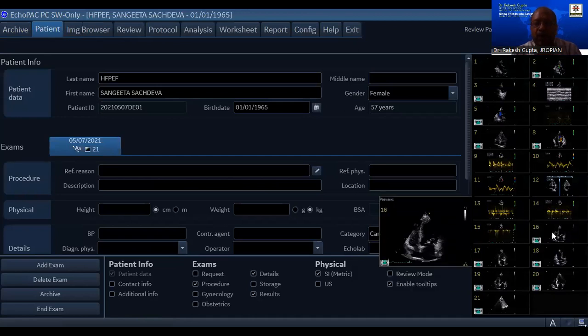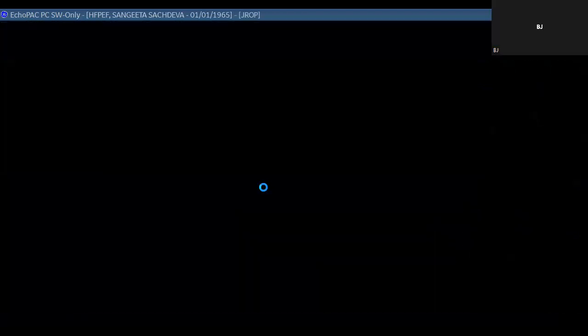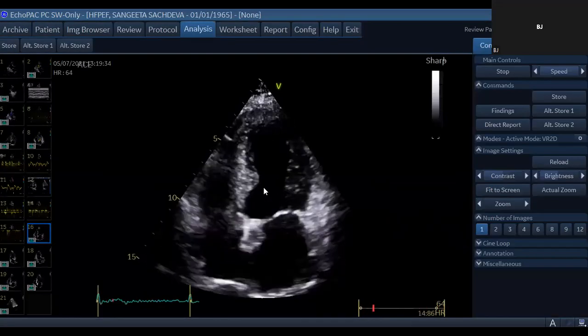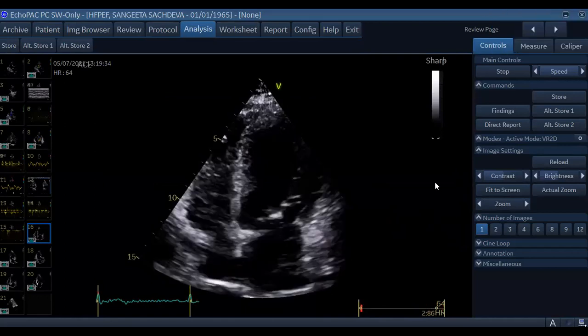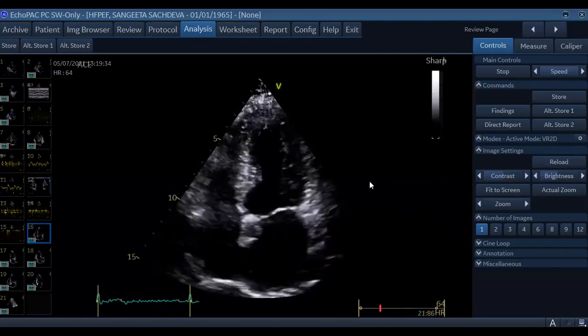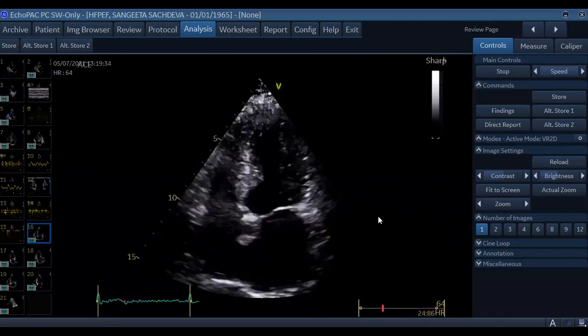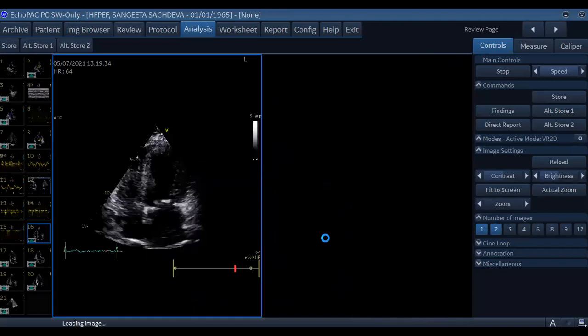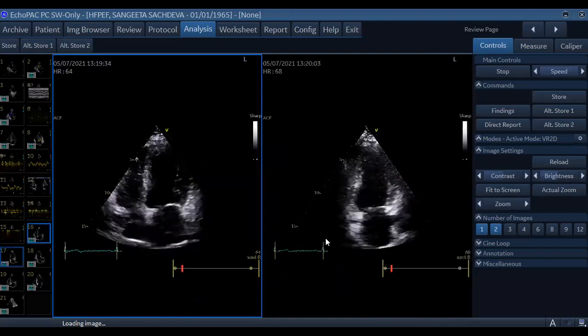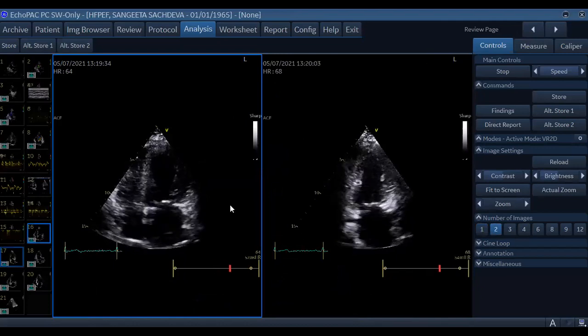In left atrial volume, what I always need is a biplane view. In biplane view, I need two images at the same time. That's the 4-chamber view as well as the 2-chamber or 3-chamber view, any one of them which is available for your evaluation. So the number of images we need is 2. We have got 1 already. Let the computer take a few minutes. Now look, we have got a 4-chamber view and a 2-chamber view on the same screen.